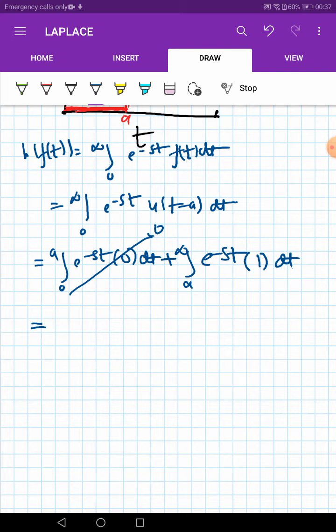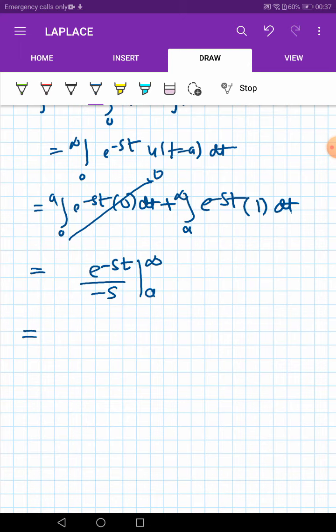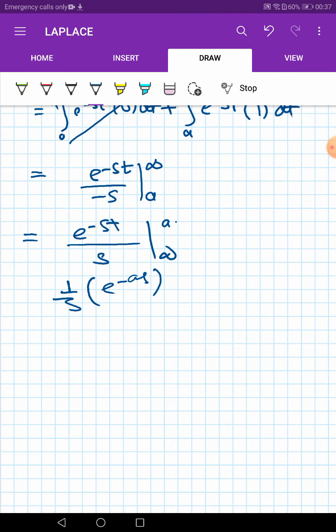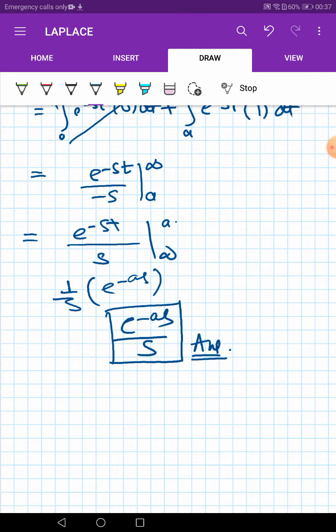So integration of e power minus st is e power minus st by minus s from a to infinity. In order to remove the minus sign, I can change the limits. So e power minus st divided by s from infinity to a. Okay, so it is 1 by s e power minus as, and if we put infinity, then its value becomes 0. So the Laplace transformation of the unit step function will become e power minus as by s. So this is our answer.